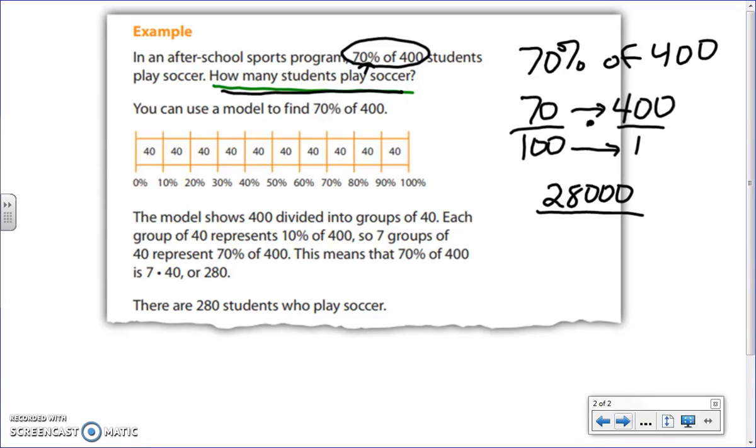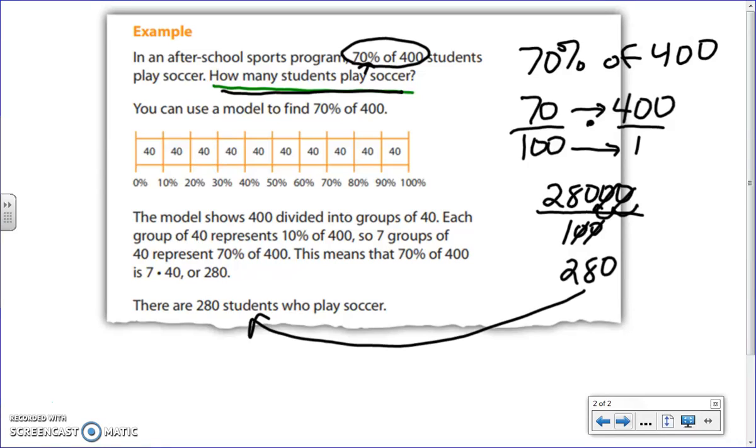70 times 400 is 28,000, and 100 times 1 is 100. If I divide a number by 100, I know I'm moving the decimal place 2 times, or I can think about it as just crossing out zeros. When I divide by 100, that just indicates that 100 parts will move it 2 decimal places. Anyway, 280 is what I'm going to say. 280 students is 70% of 400. Those 280 students play soccer. So that's one way we could attempt to solve the problem by using an expression.